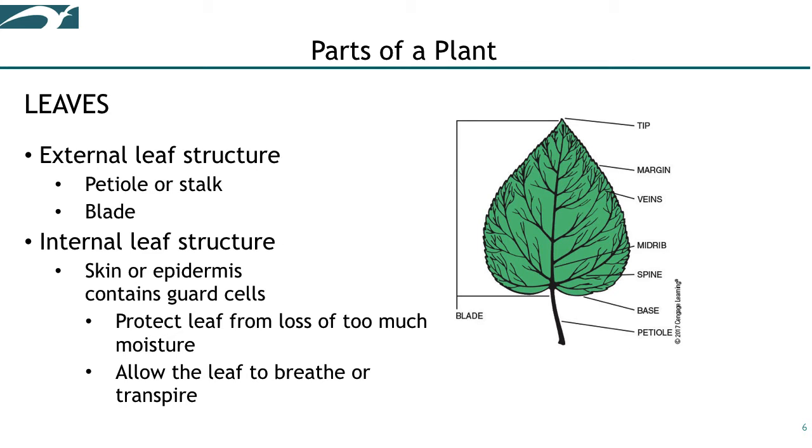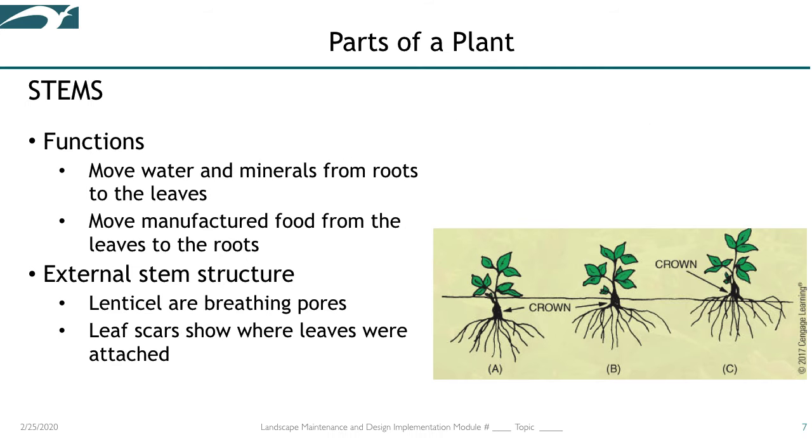You can get into more detail by looking at the parts of the leaf structure. The external leaf structure includes the petiole, the stalk, and the blade. The internal leaf structure, the skin or epidermis, contains guard cells. They protect the leaf from loss of too much moisture. They allow the leaf to breathe and transpire.